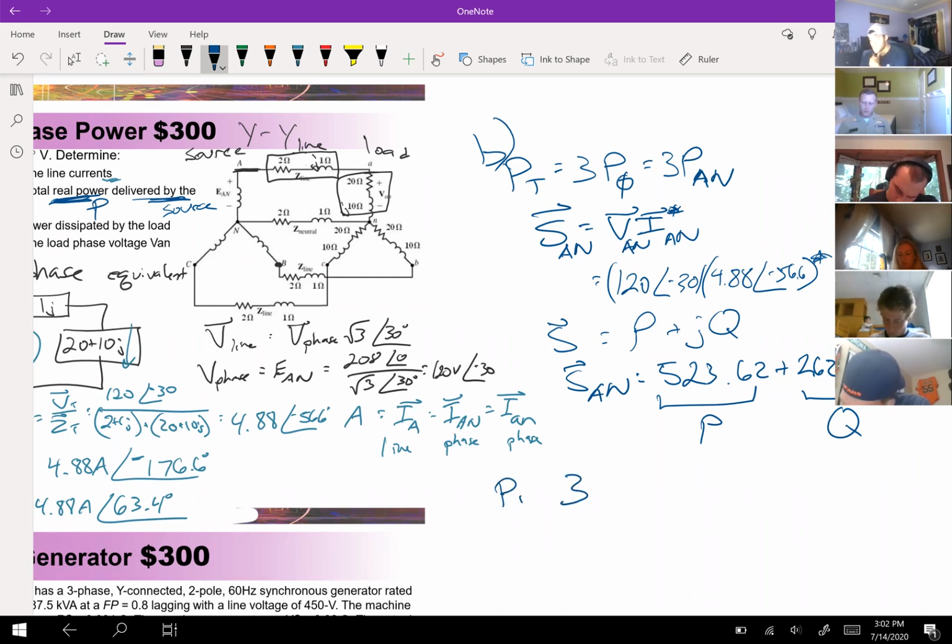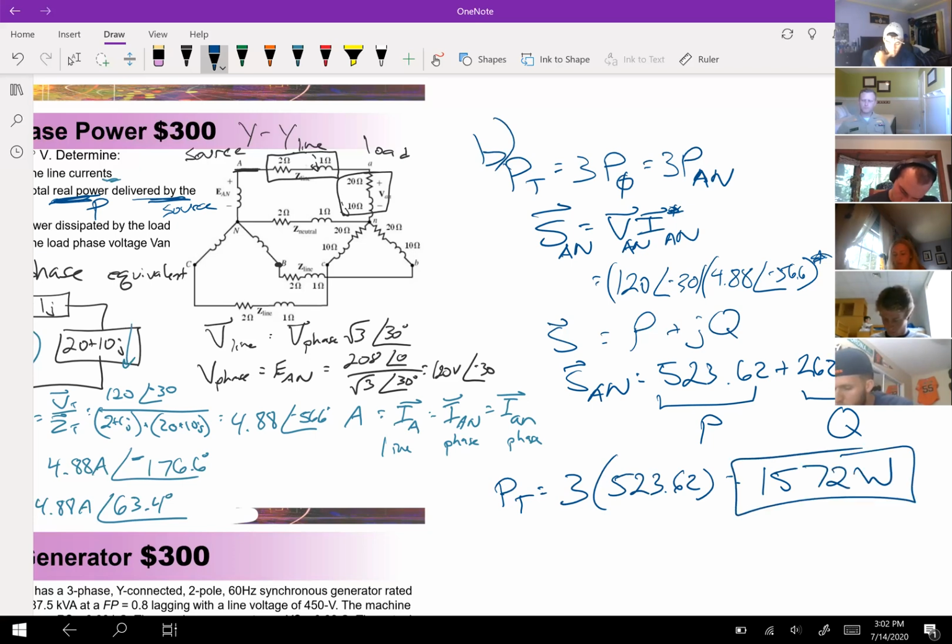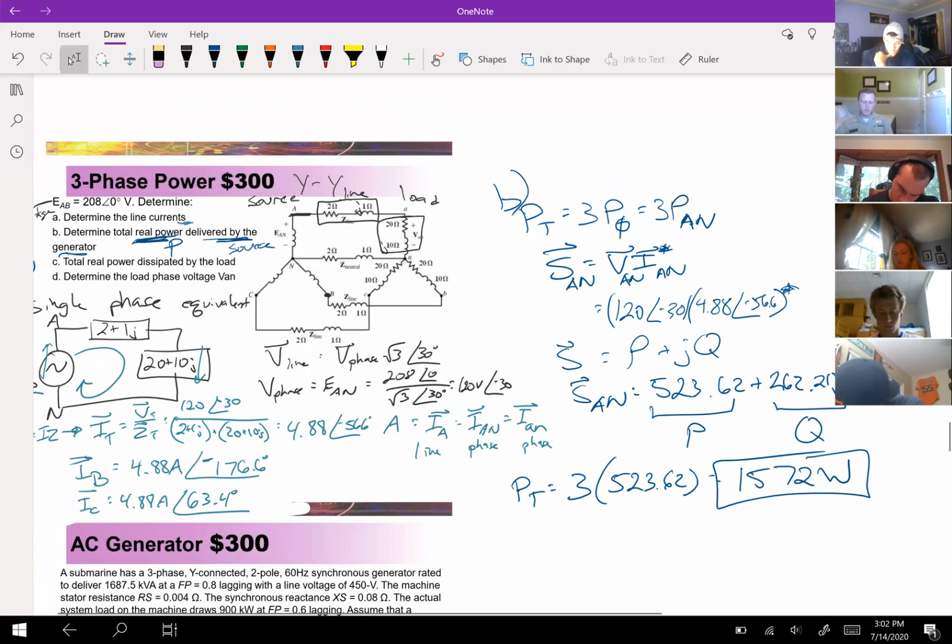So now for P total, it's just 3 times 523.62. And I get 1572 watts. So that's the real power delivered by the generator.